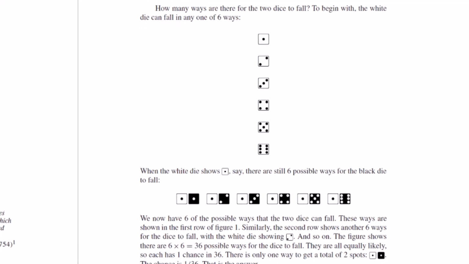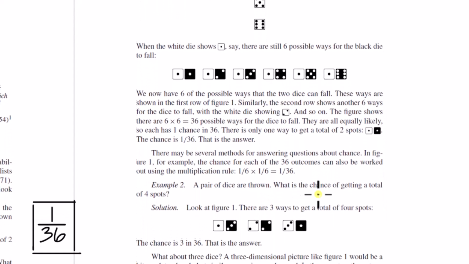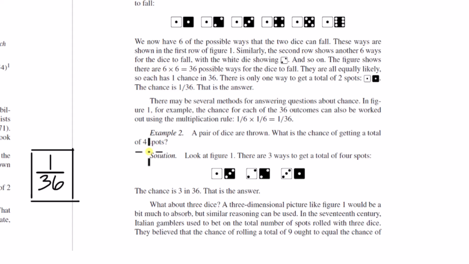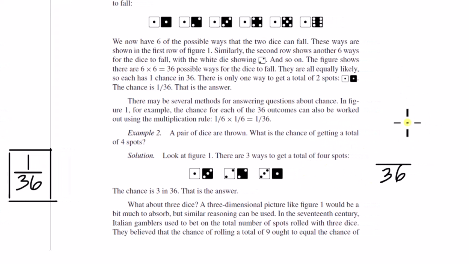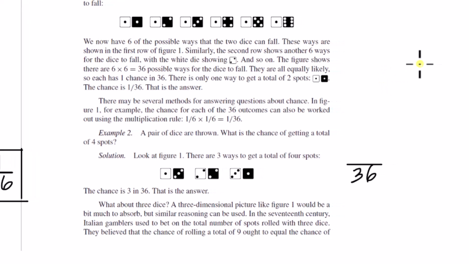Okay, now a pair of dice are thrown. What is the chance of getting a total of 4 spots? Well, once again, a pair of dice is thrown, so there's 36 total outcomes. But now the chance of getting a total of 4 spots. To do this counting problem, it's a combination with repetition problem. This is a little bit more difficult relative to all the ones we solved. It might seem simple on the surface, but this is a bit more difficult.